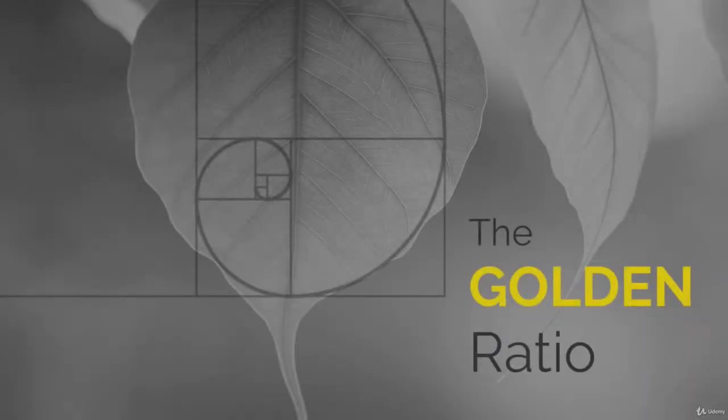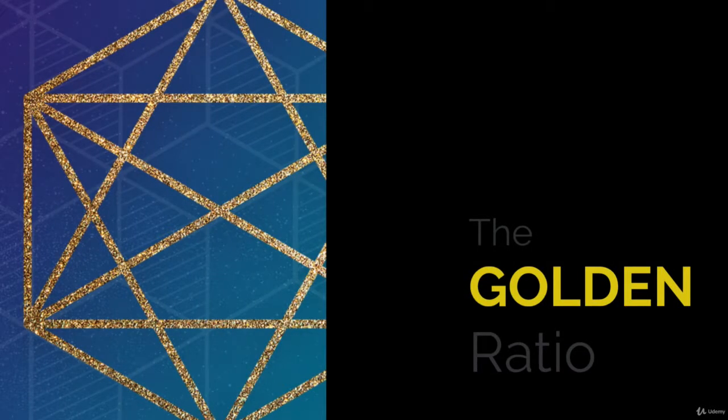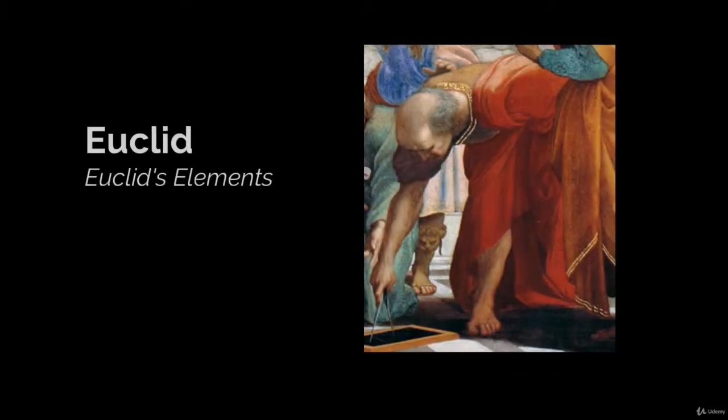What is the golden ratio and why is it so important in design? Mathematicians in the Greek age originally discovered the golden ratio by studying geometric patterns. A Greek mathematician by the name of Euclid first mentioned the golden ratio in his book Euclid's Elements. These mathematicians kept noticing the repeat patterns in the geometric shapes.